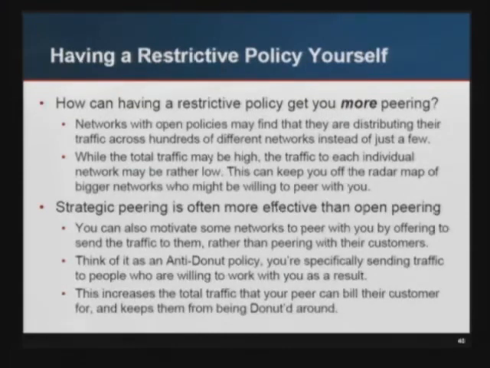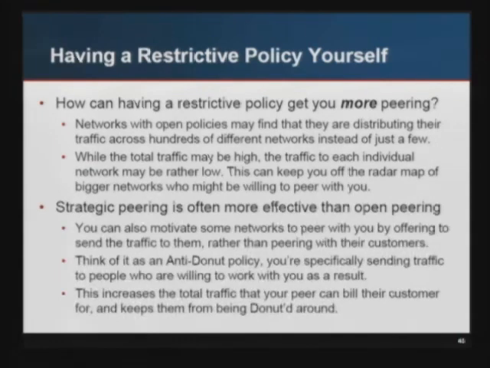Another classic technique for increasing peering is to have a restricted policy yourself. And you might ask, how does having a restricted policy get you more peering? The answer is networks that have really open peering policies. If I peer with 500 people, I might be sending 500 different people 100 megs of traffic. If I consolidate that down to 50, now I'm sending them a gig of traffic each. And so now I'm able to get on the radar screens of these other networks. I'm doing more traffic. They're going to notice me. They're going to be willing to peer with me.